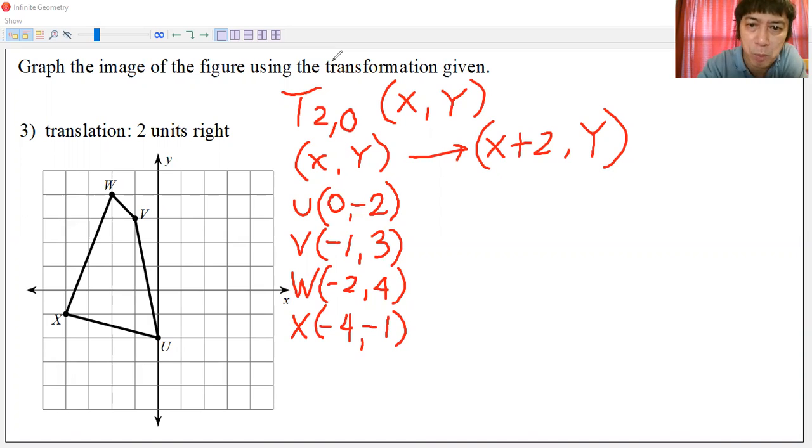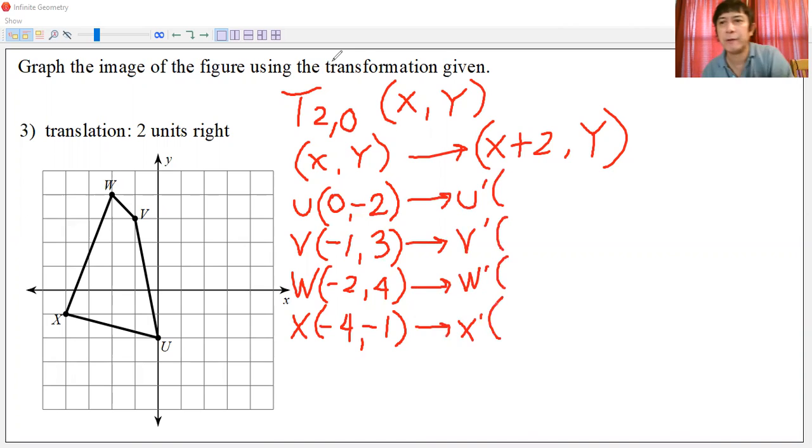All right, so this is going to be mapped to U prime, and then this is V prime, this is W prime, and this is X prime. Okay, so we will have the coordinates. For the x, you will just have to add 2. You will find it here, x plus 2. So for every x, you will add 2. Let's start from point U. The x is 0. So that will be 0 plus 2, and that gives us 2.